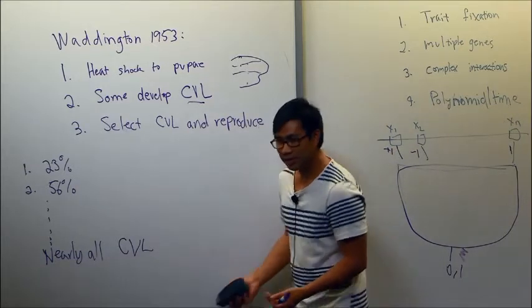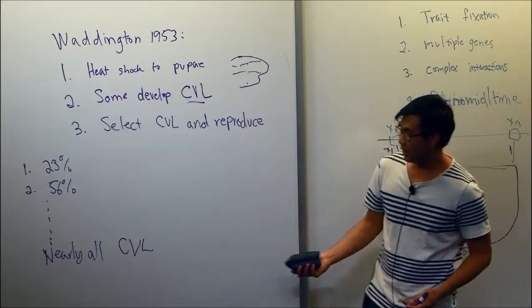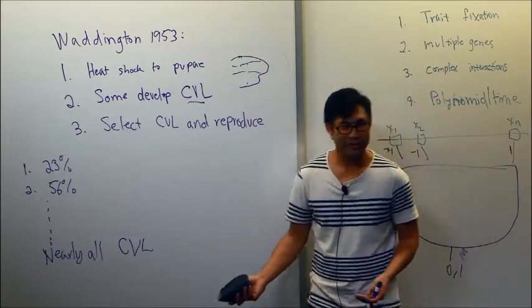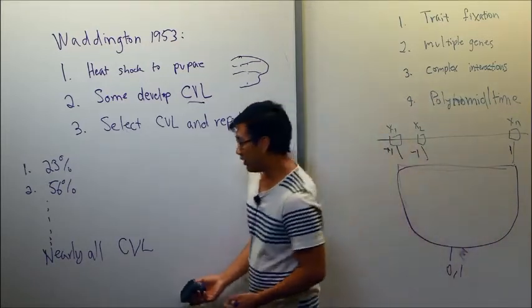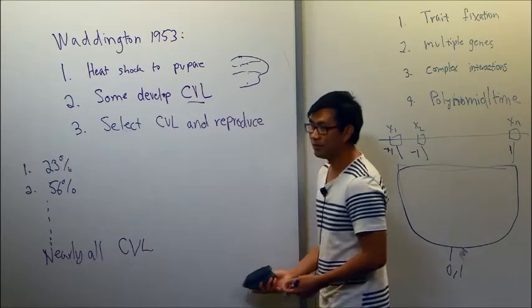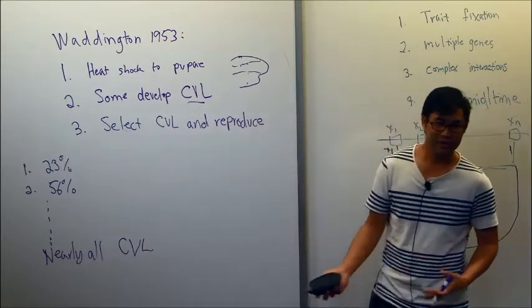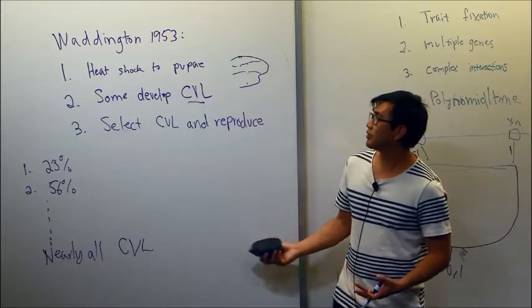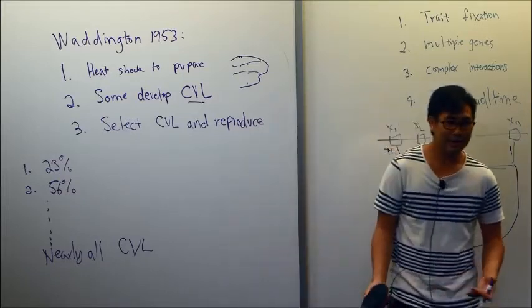But what was surprising was that for some of the flies, he didn't apply the heat shock. And some of these flies also developed cross-veinless wings. So whereas before the heat shock was necessary to bring out this feature, it happened without.